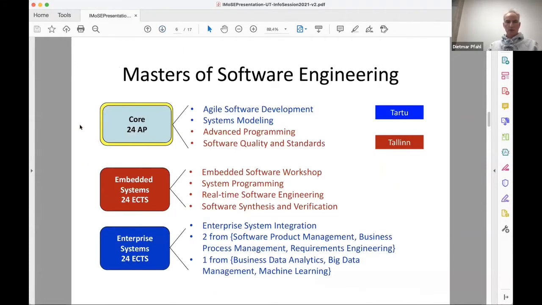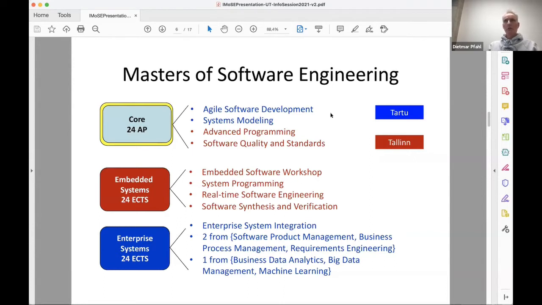So now what are the courses in the core module and in the 2 specialization modules? In the core module, by the way, what is blue in color will be taught by teachers from University of Tartu. What is red in color will be taught by teachers of Taltech in Tallinn. And the core module consists of 2 courses in Tartu. One is Agile Software Development, where you get in-depth hands-on experience on how to develop software in an agile way. And a systems modeling course where you basically learn something about UML, how to model your system.